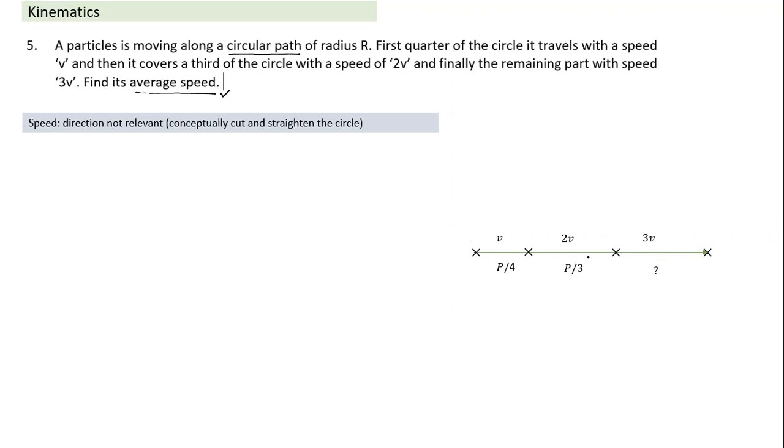Very simple. We calculate the total distance. We calculate t1, t2, t3, and divide by time. So what will be the average speed in this case? Average speed will be the total distance, which is 5 meter, divided by T1 plus T2 plus T3. What are T1, T2, T3?